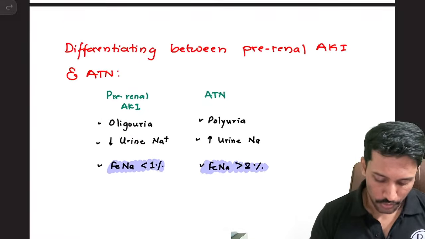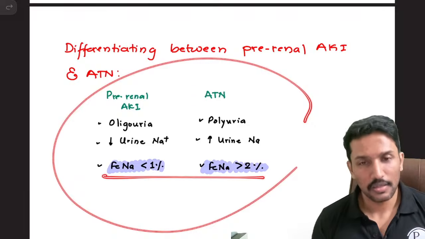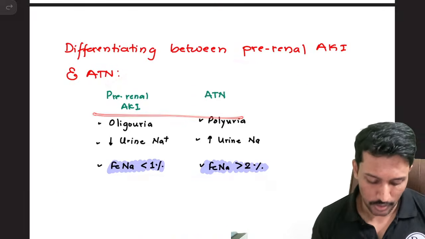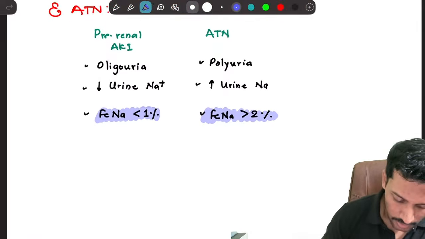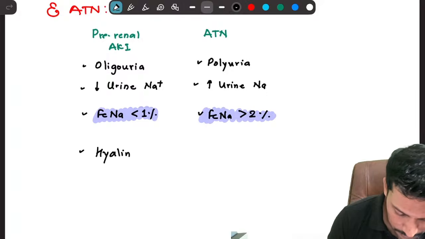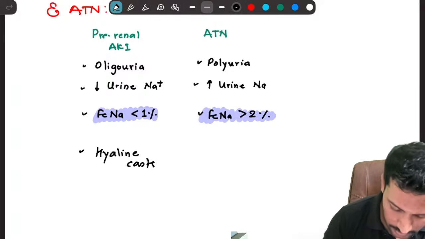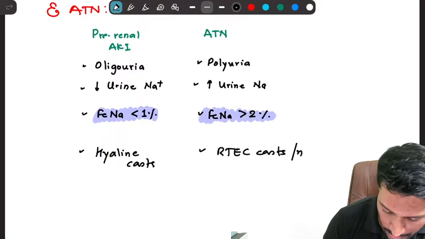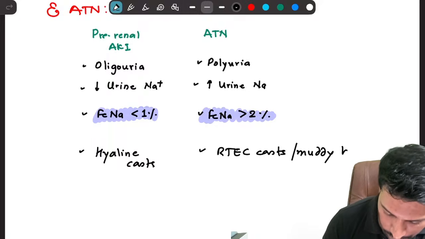So this is what I want you to mention: particularly mention the fractional excretion of sodium and its role in differentiating between prerenal AKI and acute tubular necrosis. Also, other additional clues are that prerenal AKI will have hyaline casts in the urine, but acute tubular necrosis will have renal tubular epithelial cell casts and muddy brown casts.